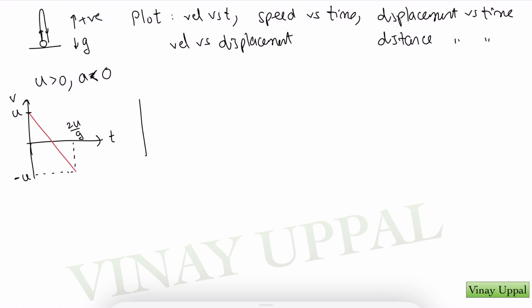What about speed versus time? Speed versus time is very straightforward. Speed is basically the modulus or the magnitude of the velocity. So all we have to do is make the negative portion of velocity on the positive side. So this will be my speed.